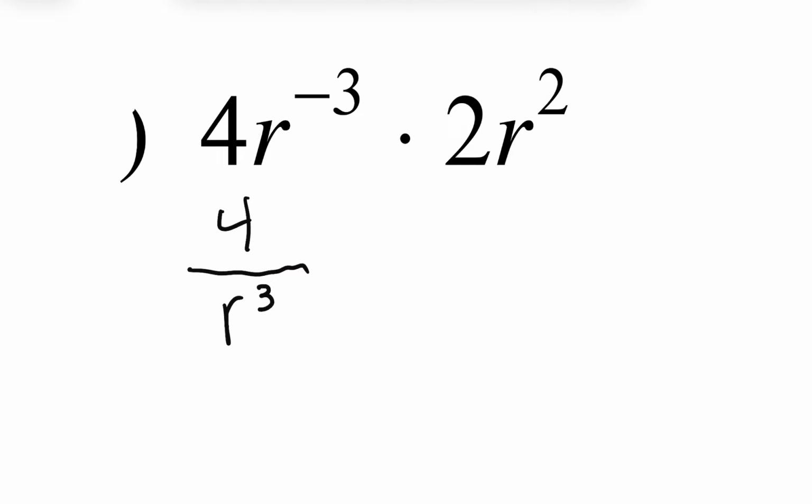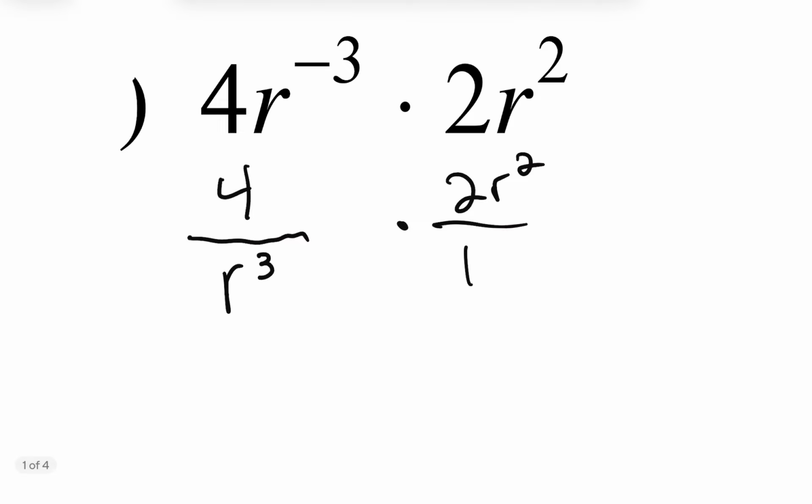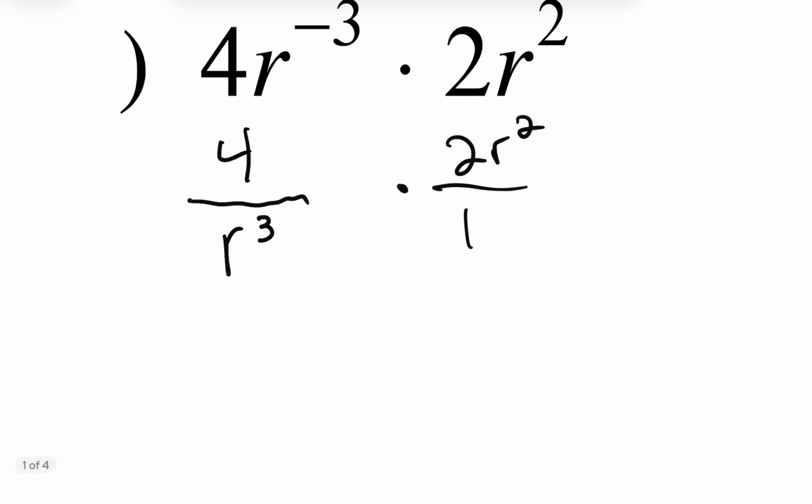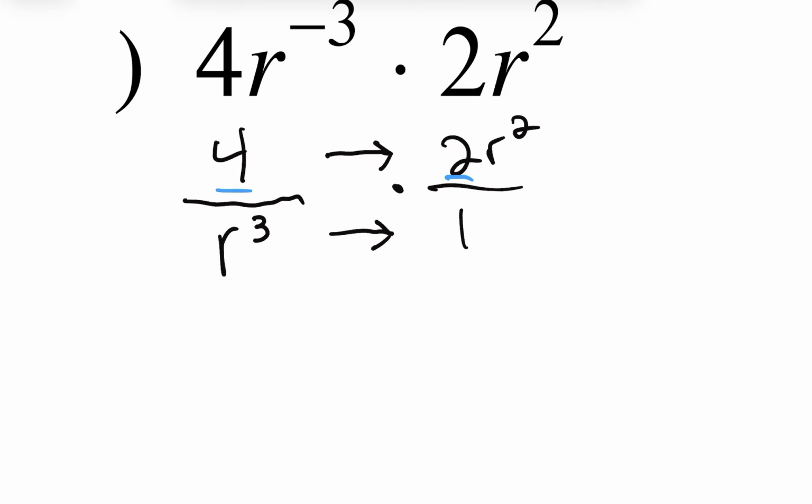And what else do we have here? We have times 2r squared, and I'm just going to call this over 1 so that we have another fraction to work with here. Okay, so when multiplying fractions, we multiply straight across the top and straight across the bottom. So what is 4 times 2r squared? Remembering our numbers interact with our numbers. So we have 4r squared on the top. On the bottom, we just have our r cubed.